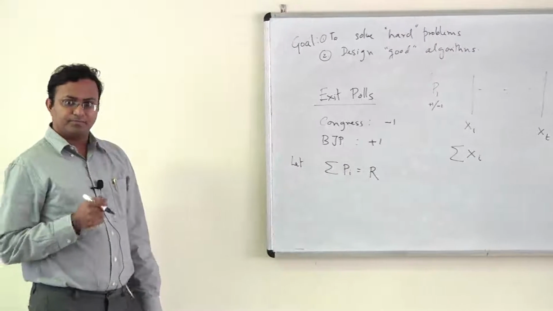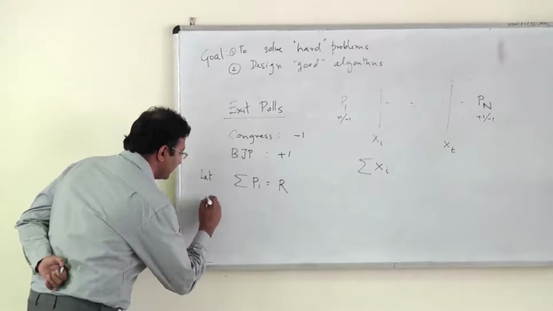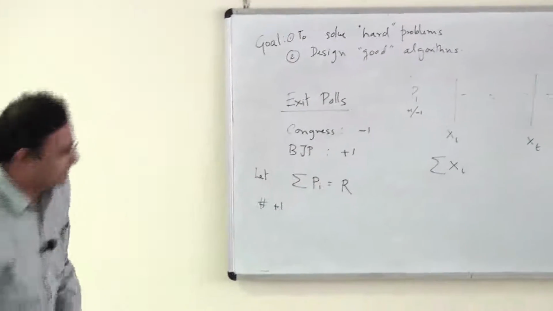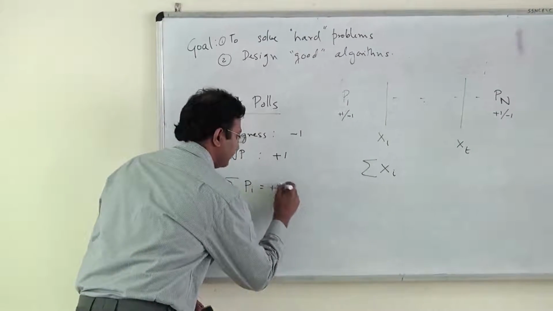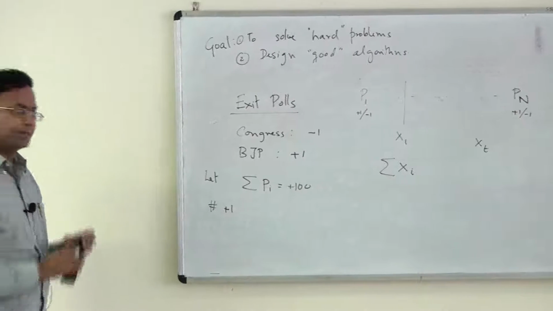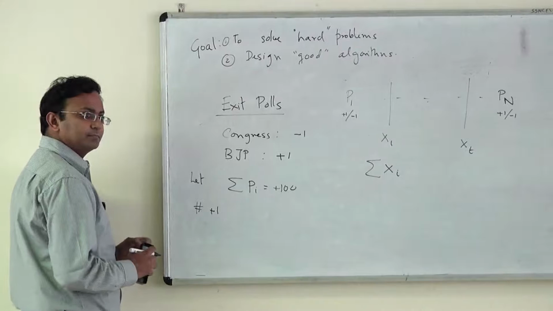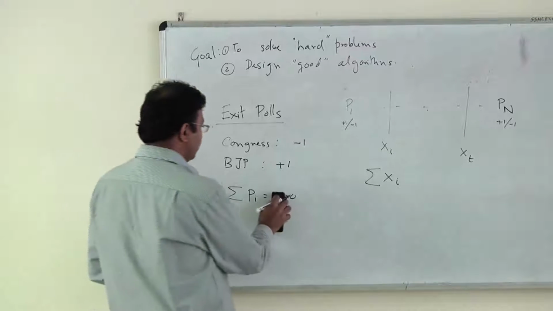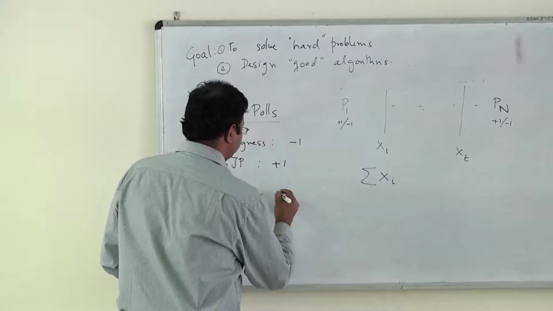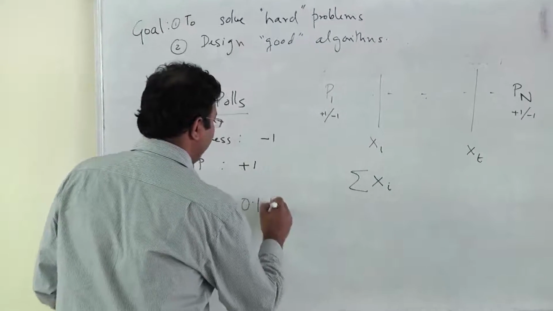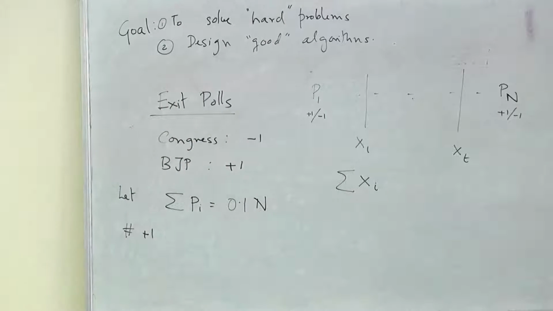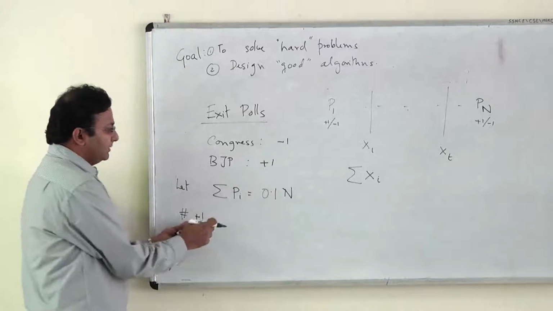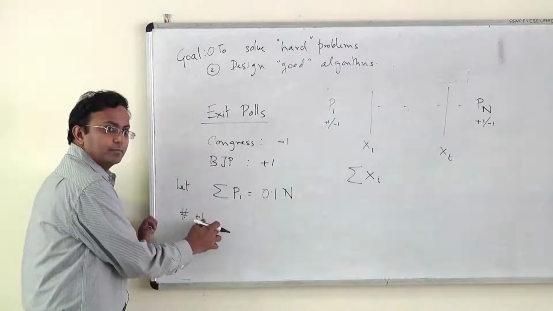If I pick, what does it mean? It means how many +1 voters? Maybe just for the sake of understanding, let me put some strong numbers here. Let's say it's +100, okay? It helps to understand it better. Actually, maybe I should make it more general. Let me call this 0.1 n, where n is the number of people. So in other words, how many people are voting 1? Can somebody say from here?